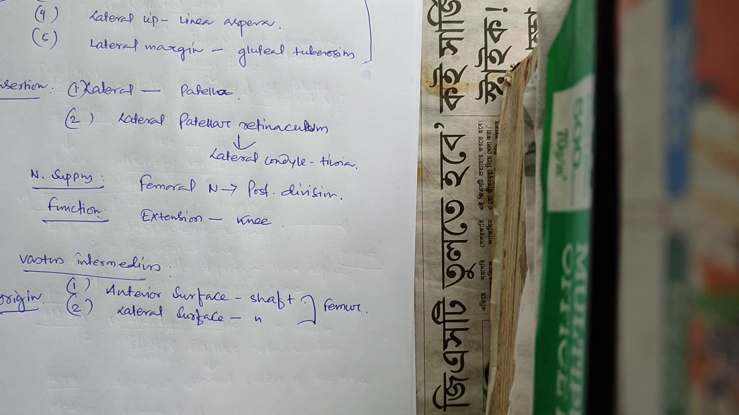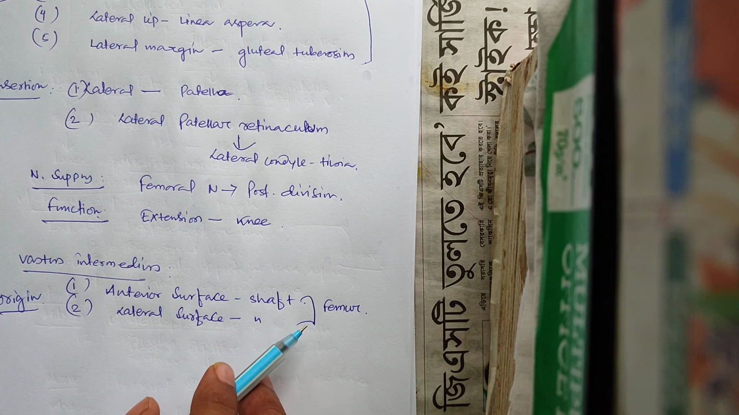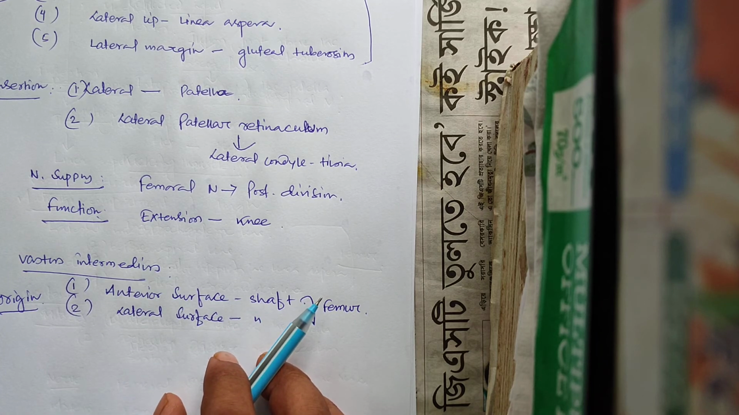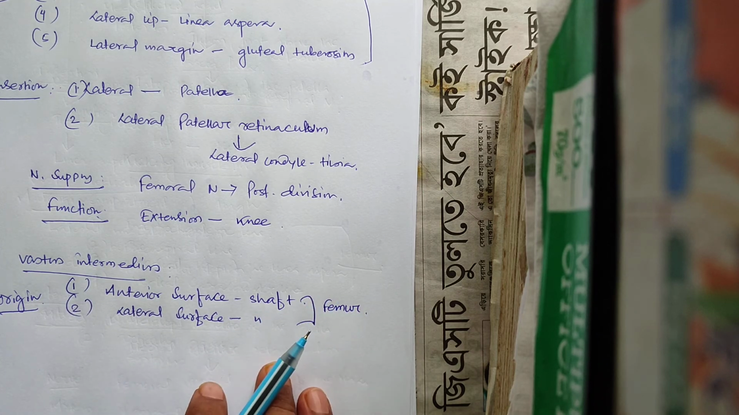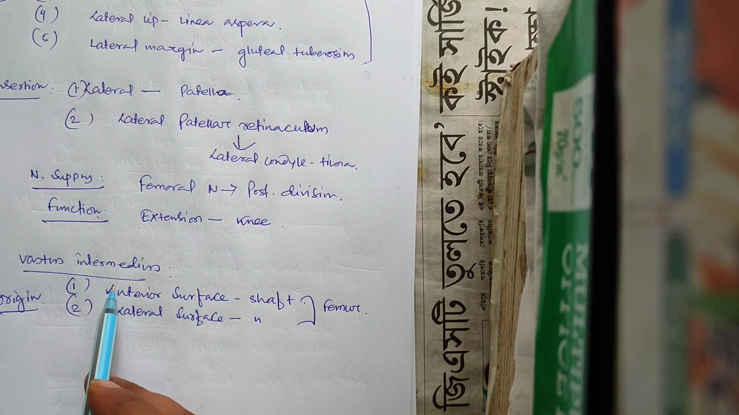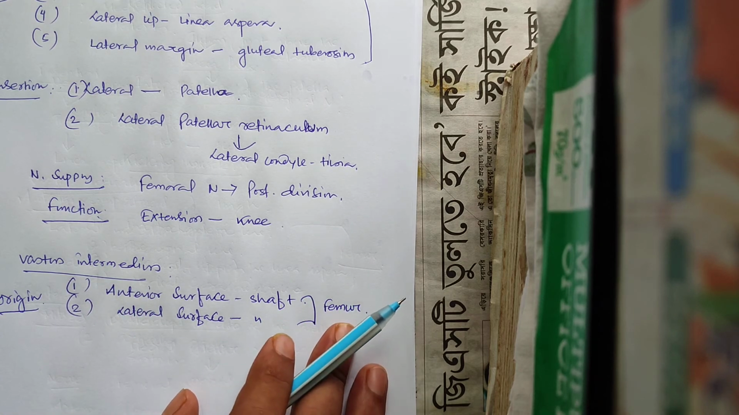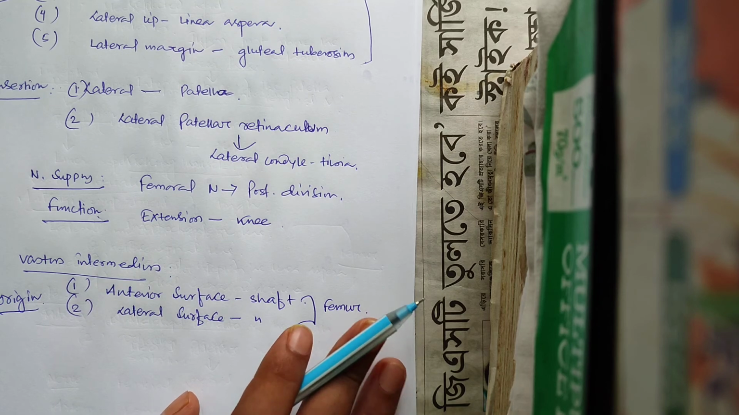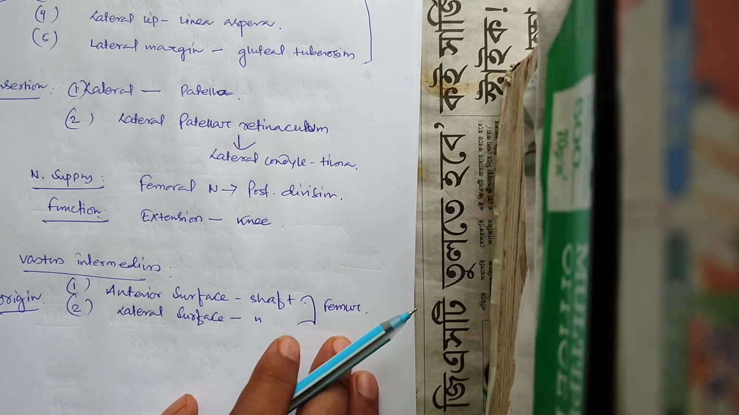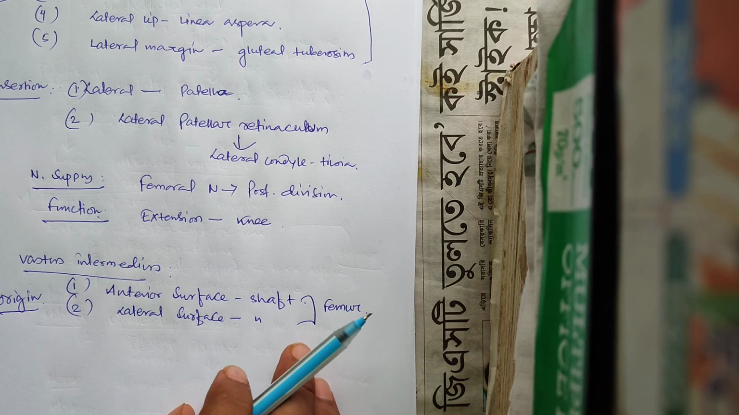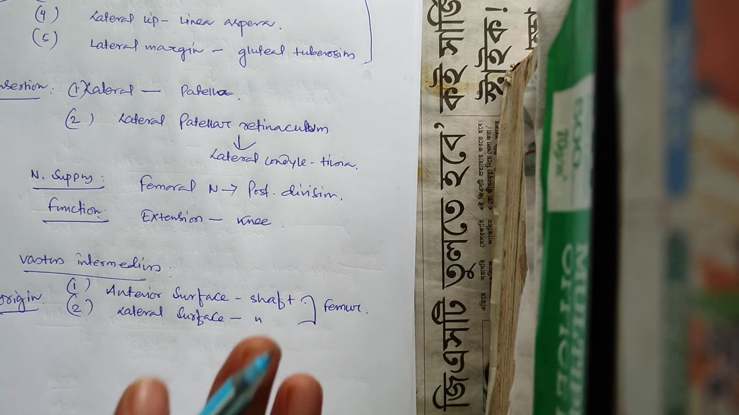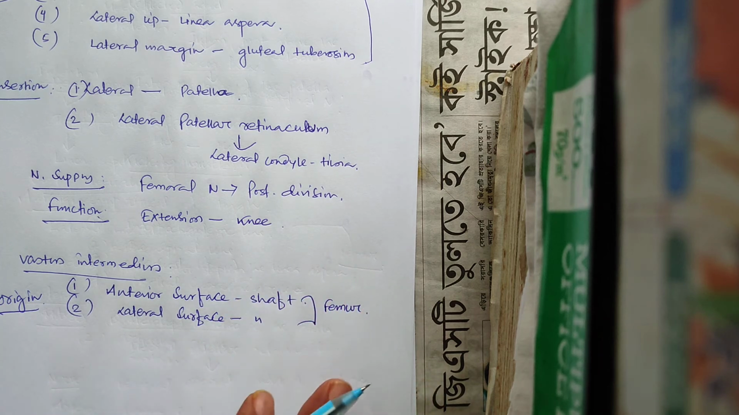The femur has three surfaces: the anterior surface, lateral surface, and medial surface. You must remember that the medial surface of the shaft does not give origin to the muscle, but it is covered by it. The vastus intermedius takes origin from the lateral and anterior surfaces of the shaft of the femur.